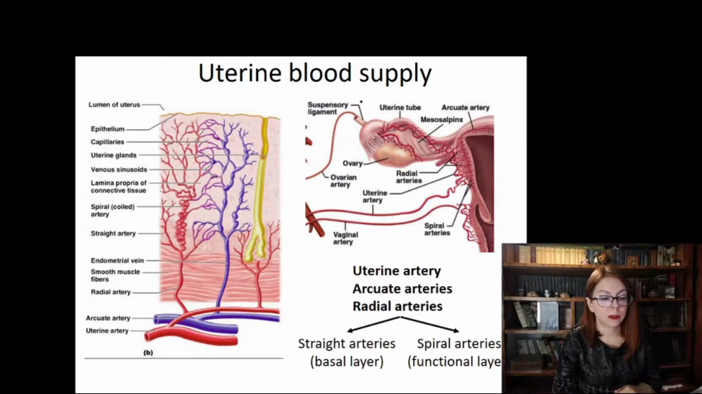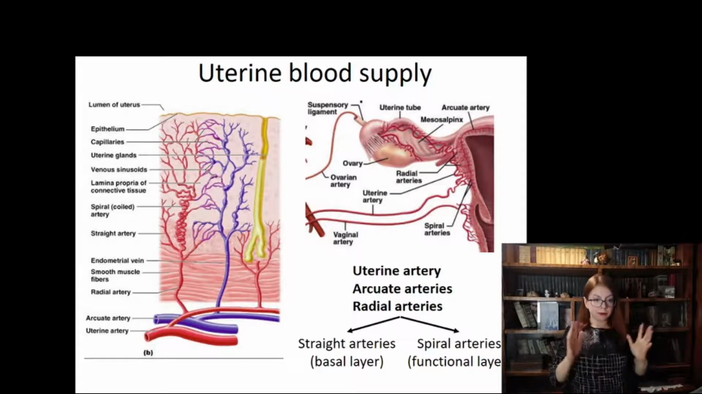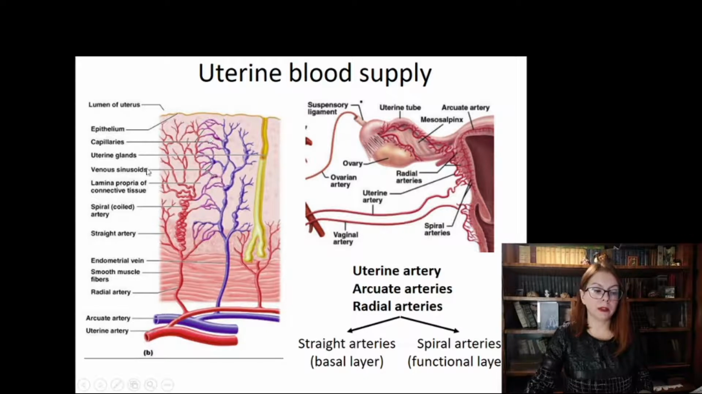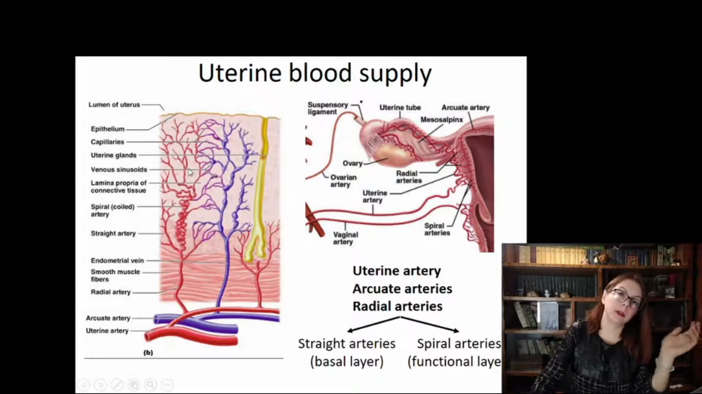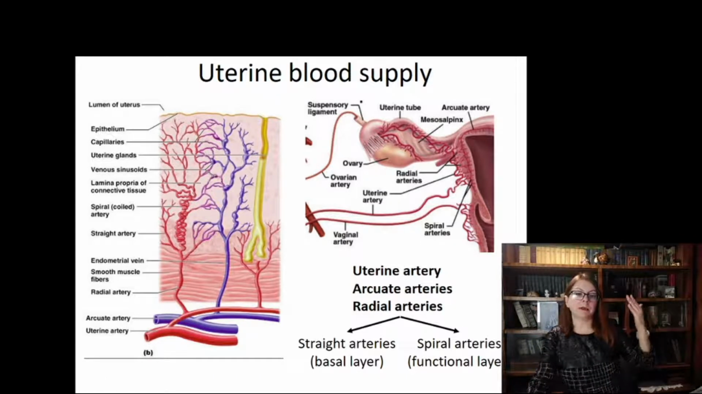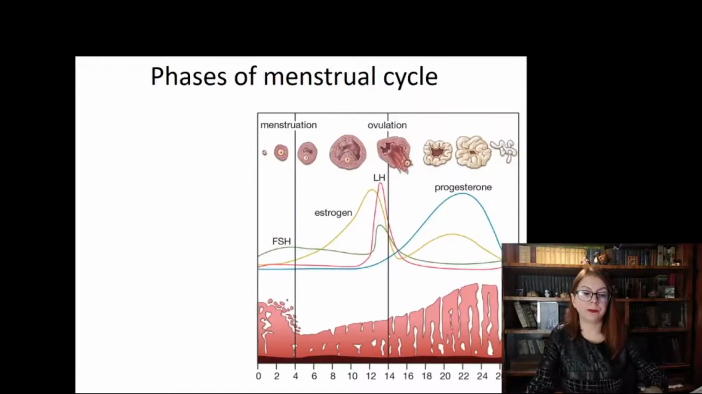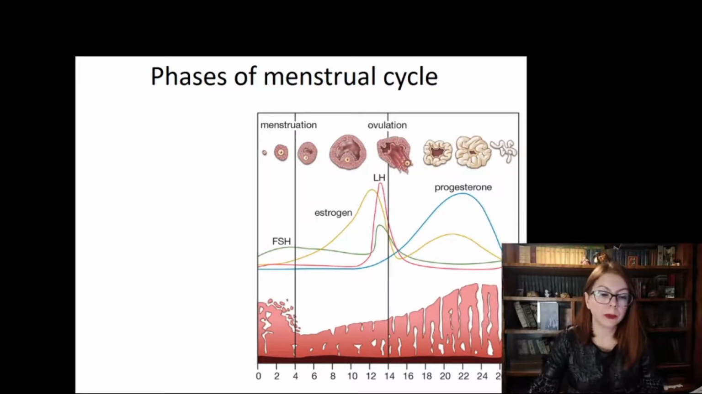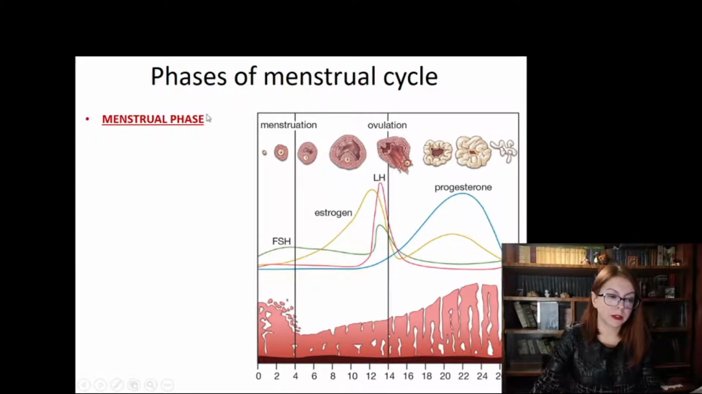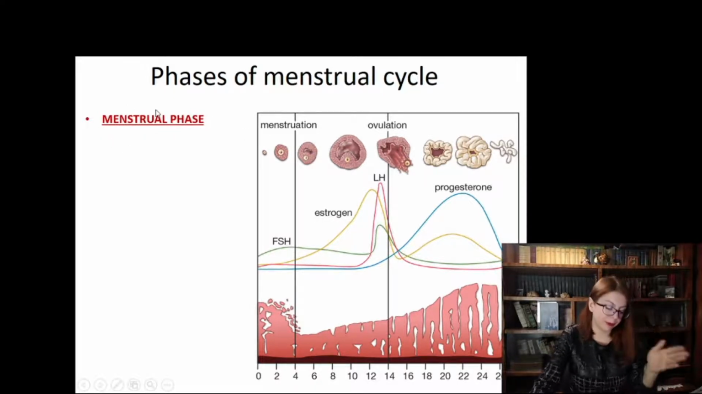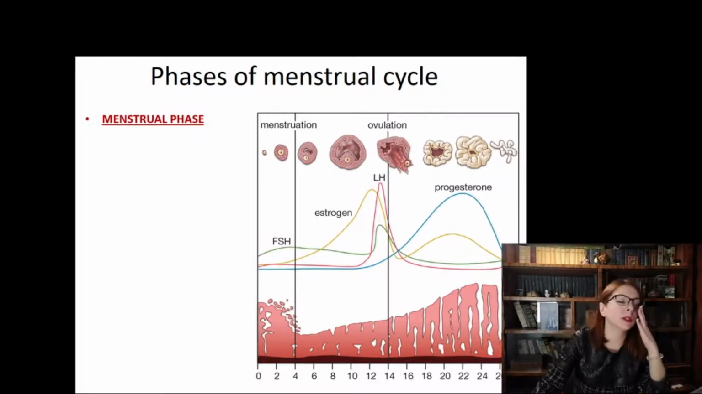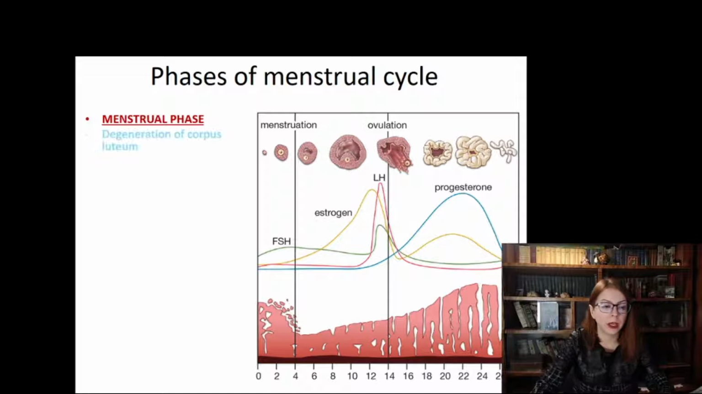So now, after we have comprehended that there are 2 layers, the functional layer and the basal layer of the endometrium, and that they are supplied by different types of arteries, we have to discuss the cyclic changes in the uterus occurring along the menstrual cycle. In the menstrual cycle, 3 phases are considered, and the first day of the menstrual cycle is considered as the first day of bleeding, and in this way the menstrual phase begins.